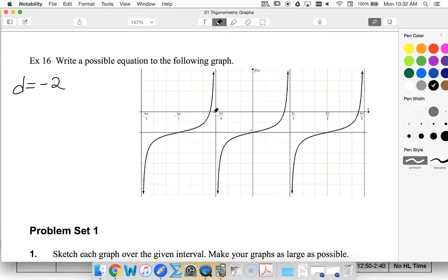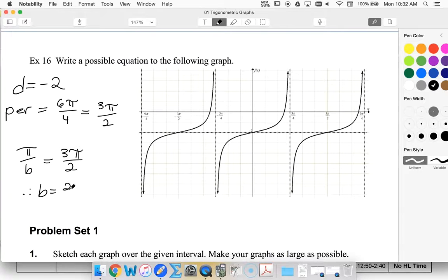So I see that I'm going from -3π/4 to 3π/4. So my period must be 6π/4, which of course reduces to 3π/2. I know that my period is normally pi, so pi divided by b must be equal to 3π/2. This tells me that my b value must have been 2/3.